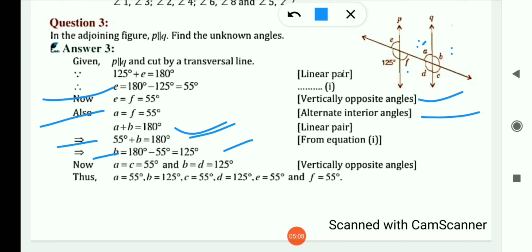Now A is equal to C because they are vertically opposite angles. And B is equal to D, also vertically opposite angles. So what is the value of A? 55. B is 125. C is again 55. D is 125. E is 55 and F is 55.